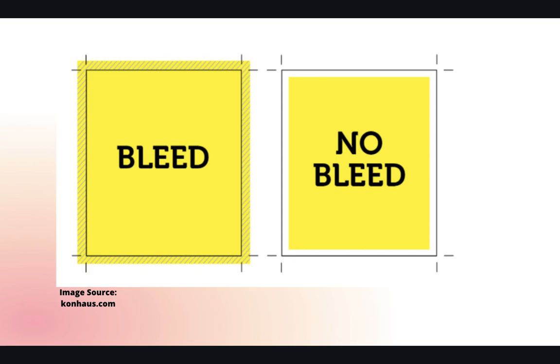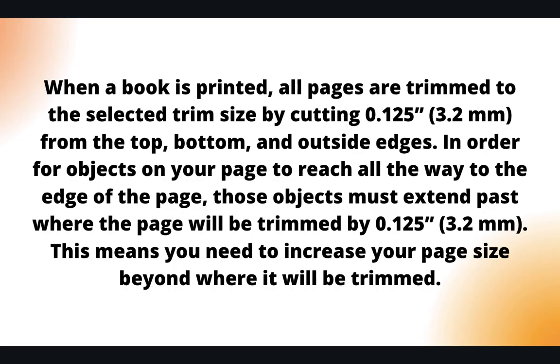Now you might be thinking, okay, I got it, but how do I decide and make my interior bleed or no bleed? This is the main question. So what happens and why is it important for your interior? Because when KDP trims your pages while printing, it cuts the trims by 0.125 inches, that is 3.2 mm, from the top, the bottom, and the outside edges.